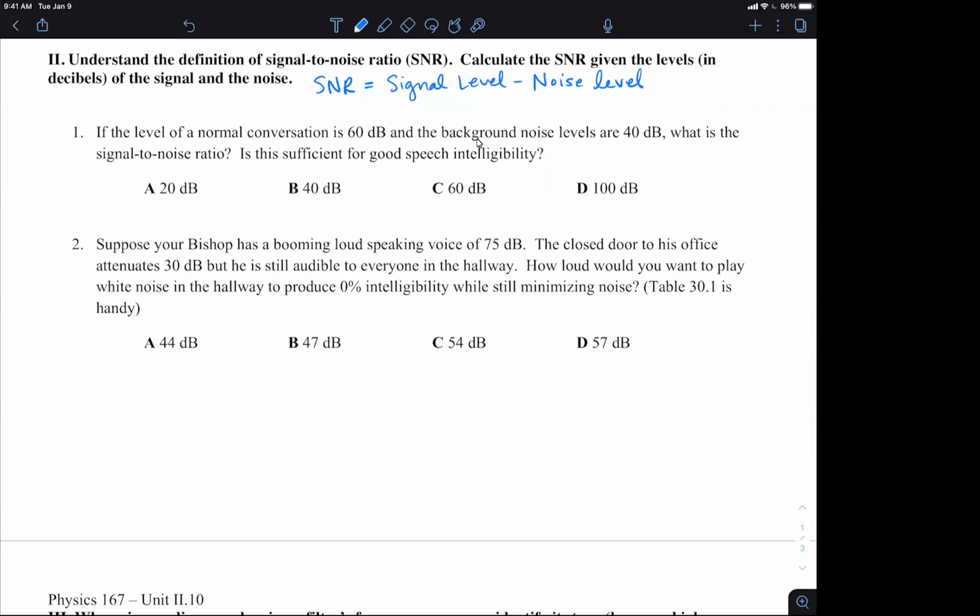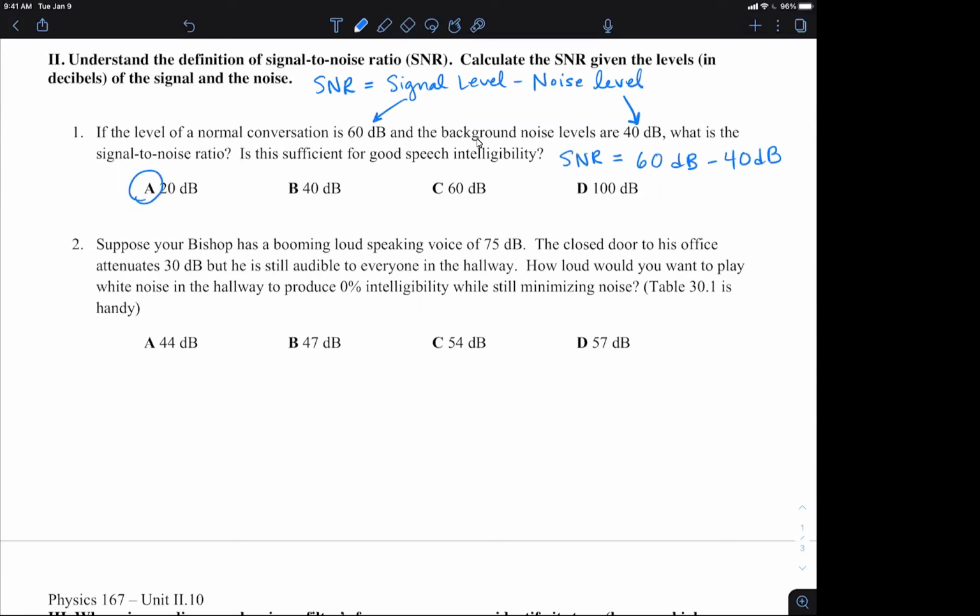So in this question, number one, if the level of normal conversation is 60 dB, that would be the signal level, and the background noise levels are 40 dB, then what is the signal to noise ratio? So the signal to noise ratio then would be the difference between the signal or speech level and the background noise level. So that would give you 20 decibels.